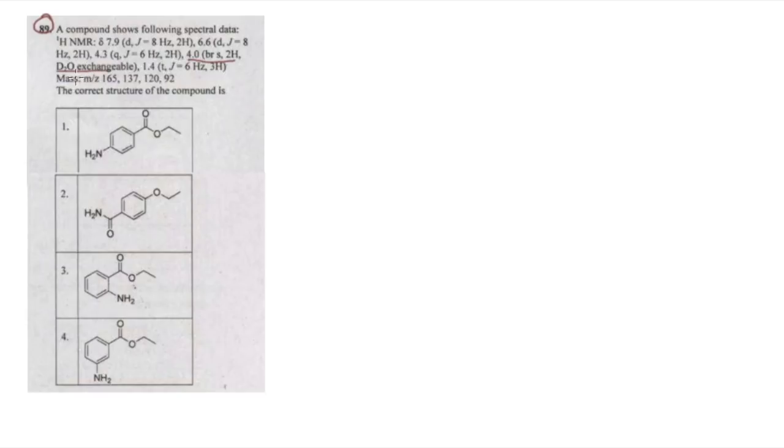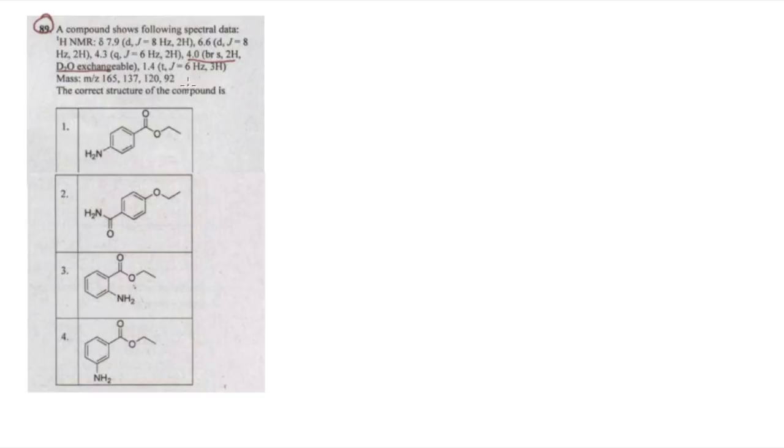Now, D2O exchangeable protons are only 2 kinds. Either it will be an NH2 proton or an OH proton. Since these are 2 protons giving you a broad singlet, they will be NH2 protons, attached to a carbon which does not have any hydrogen on it. Fine. Now you need to see the J values.